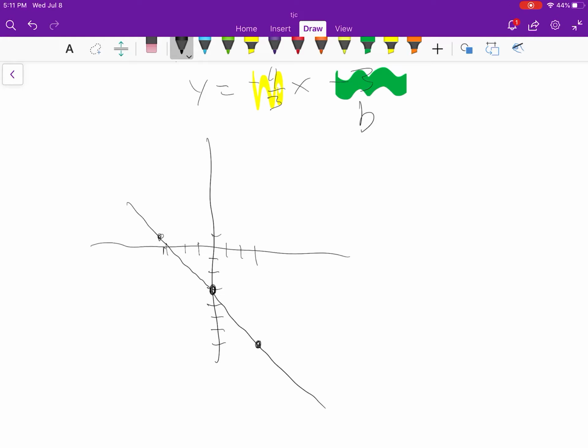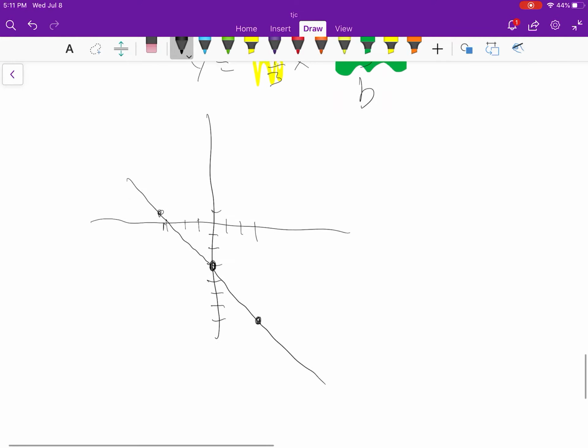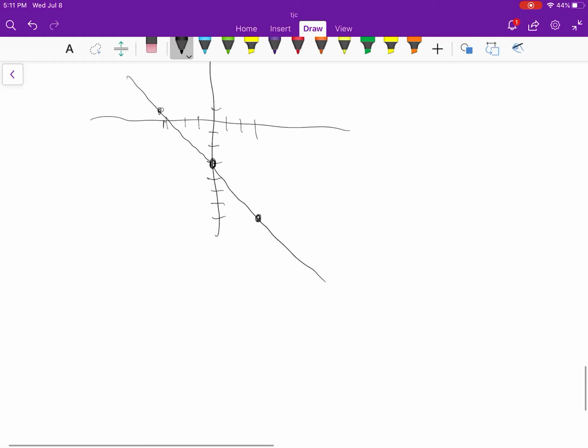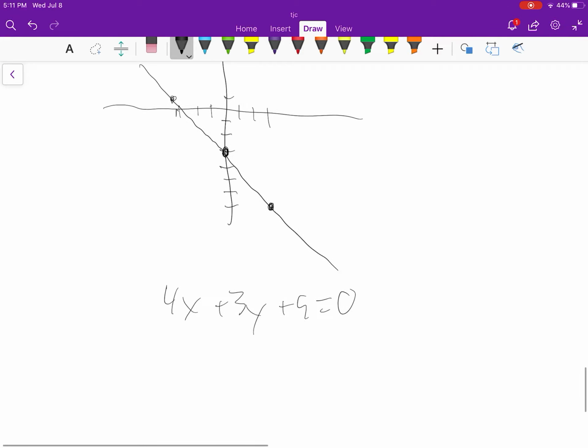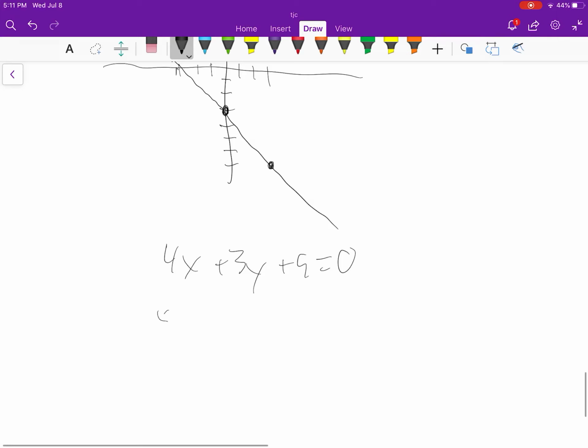We could have graphed also using the other method. So again, we have 4x plus 3y plus 9 equals 0. The other method is intercept-intercept. So the x-intercept is when y equals 0, and the y-intercept is when x equals 0. So to use the intercept method, you just plug x equals 0, solve for y, and then plug y equals 0 and solve for x.